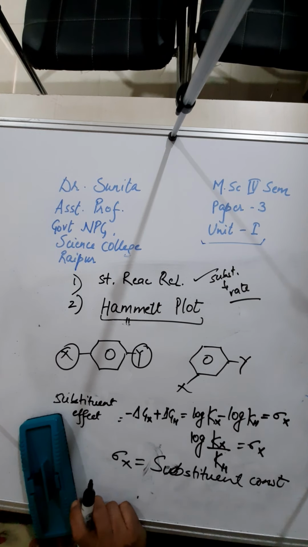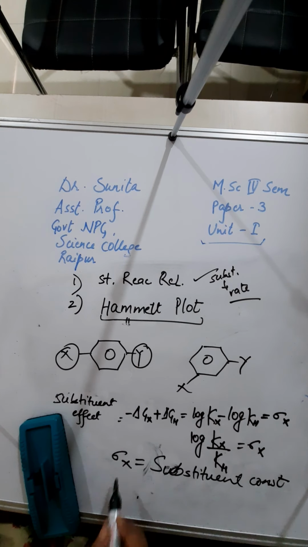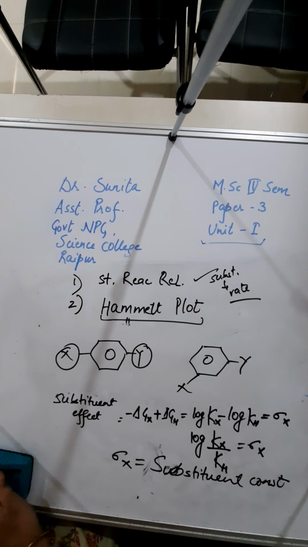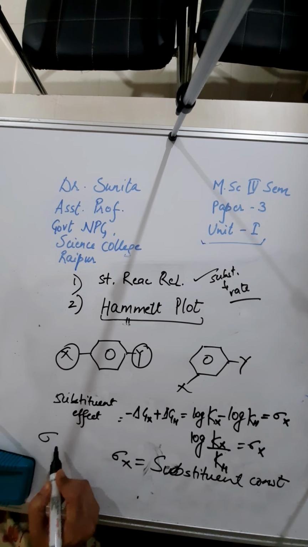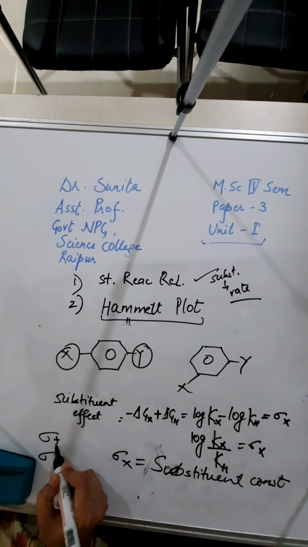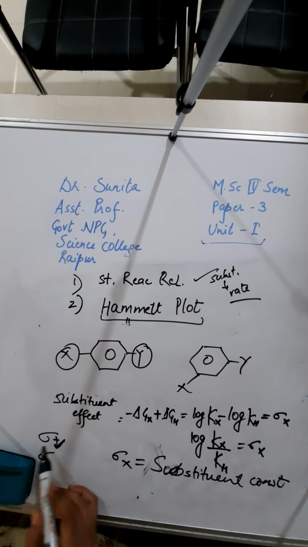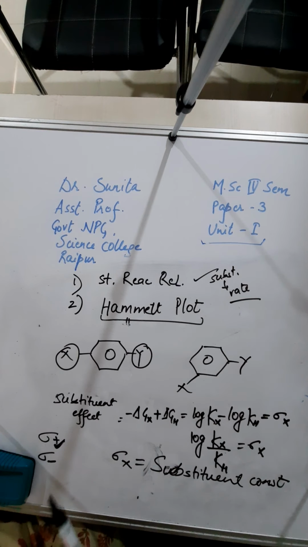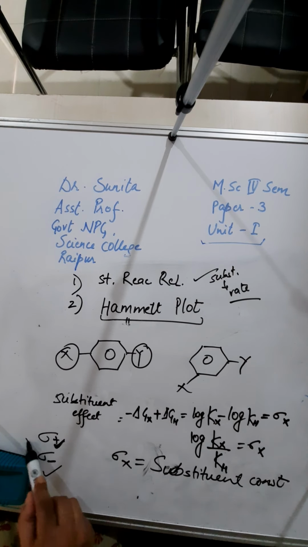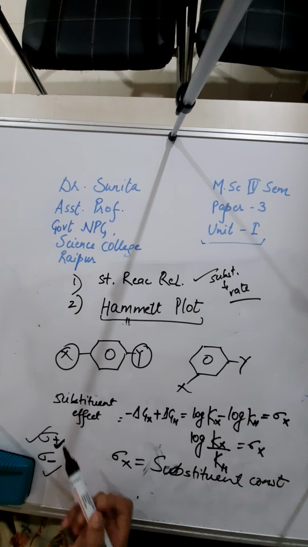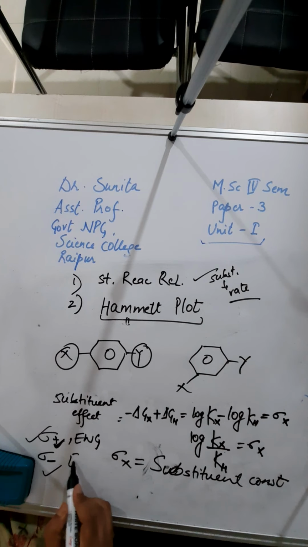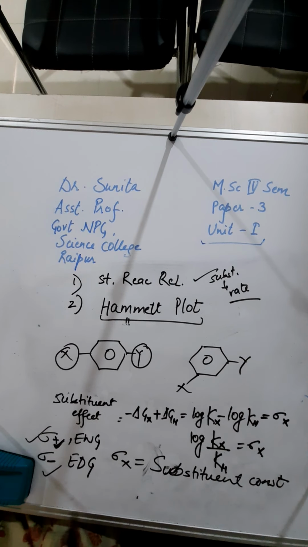And electron withdrawing groups are therefore characterized by positive sigma x, and electron donating groups are characterized by negative sigma x. The reason is similar. The groups which are enhancing the rate, stabilizing the transition state, will be shown by sigma positive. Decreasing the rate will be characterized by sigma negative. So all electron withdrawing groups come under sigma positive, and electron donating groups come under sigma negative.